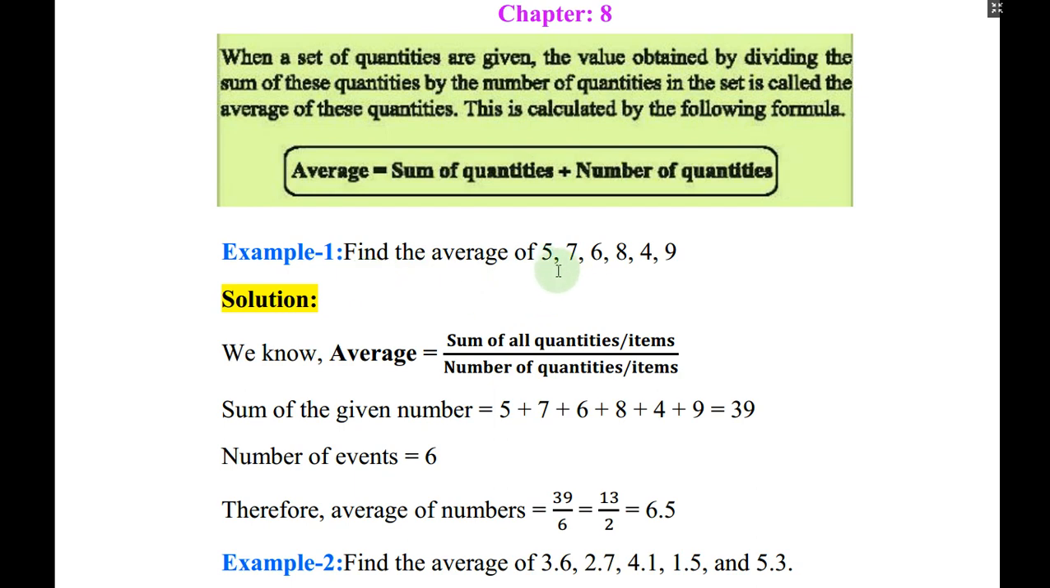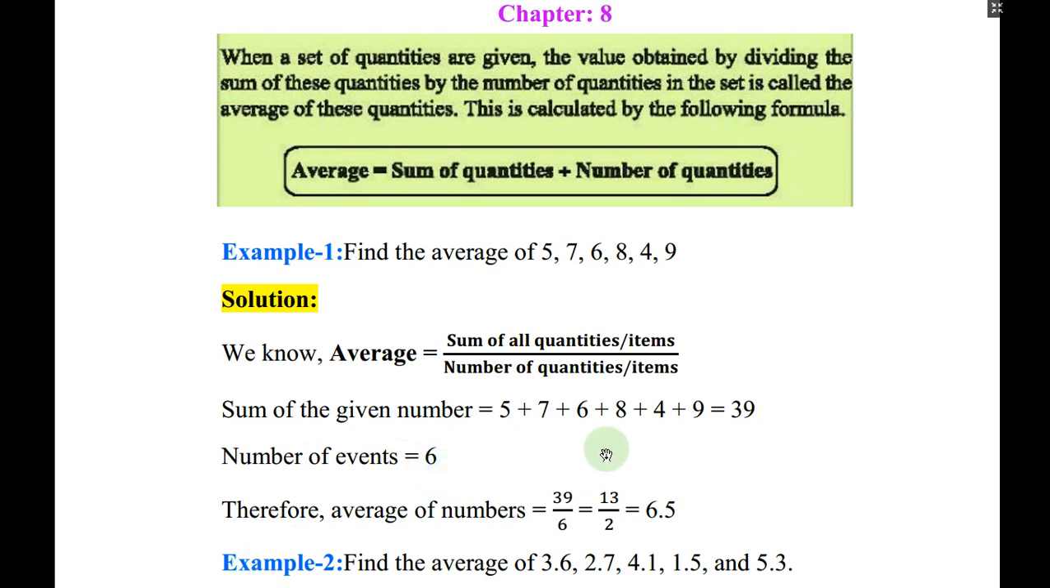Some numbers are given here: 5, 7, 6, 8, 4 and 9. So we know that the formula of average is sum of all quantities or items divided by number of quantities. So at first we will find out the sum of these numbers. So sum of the given numbers are 5 plus 7 plus 6 plus 8 plus 4 plus 9 is equal to 39. And how many numbers are here? 1, 2, 3, 4, 5, 6. Total 6 numbers. So number of events is 6.